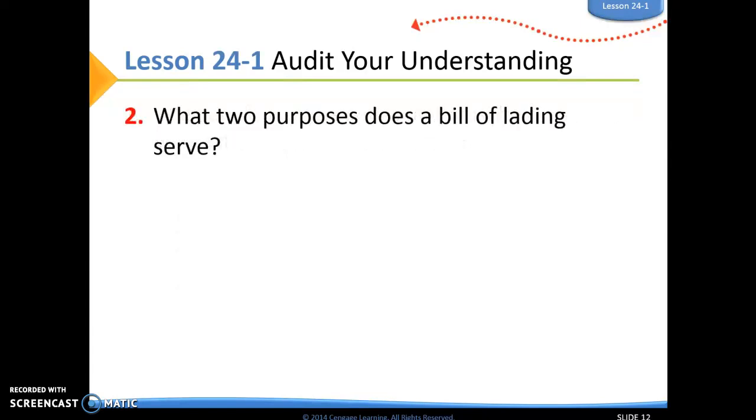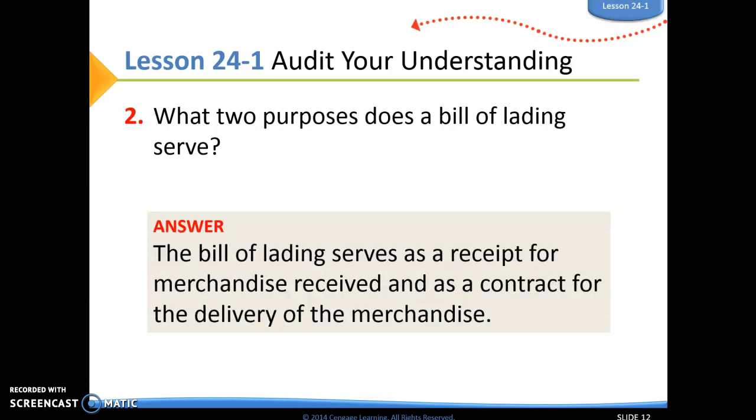Number 2, what 2 purposes does a bill of lading serve? It serves as a receipt for merchandise received and as a contract for the delivery of the merchandise.